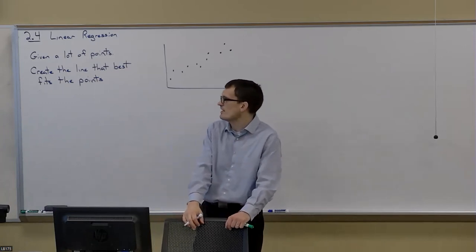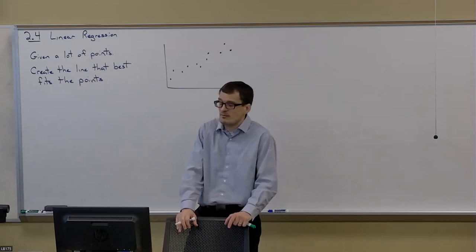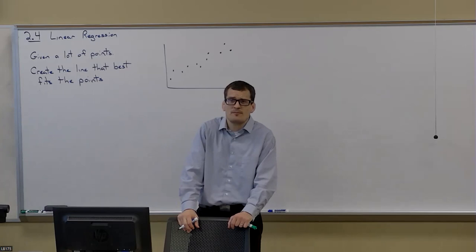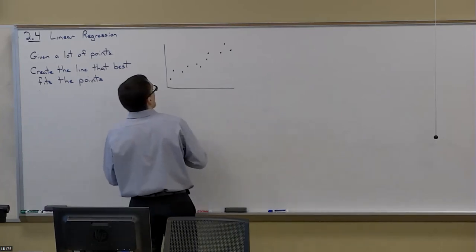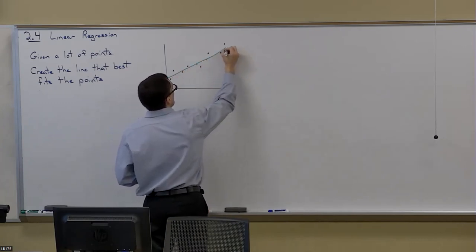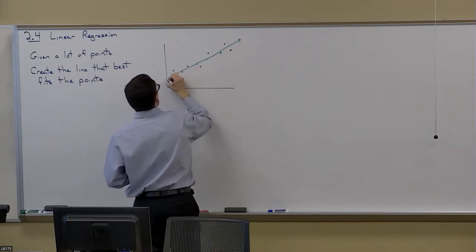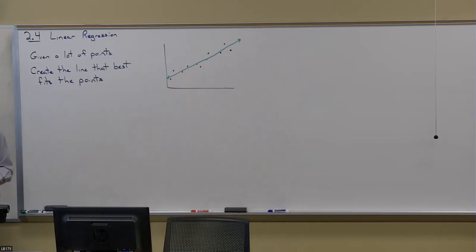So we're going to create the line that best fits these data points. And like I said, since all of these points are not in alignment, your line will probably not go through and touch every single point on the graph. It's going to do something like this. It's going to be the line of best fit.